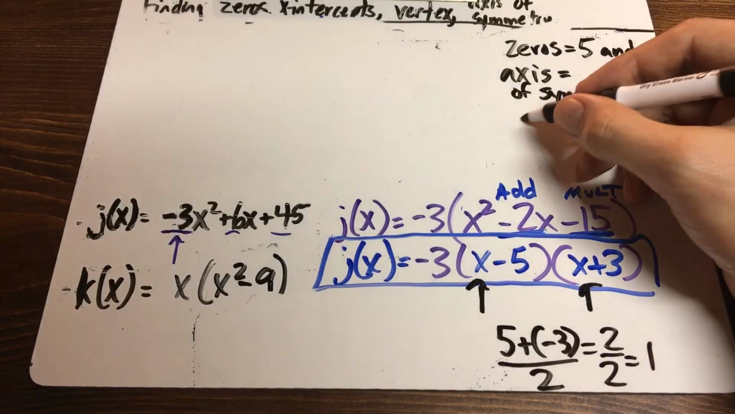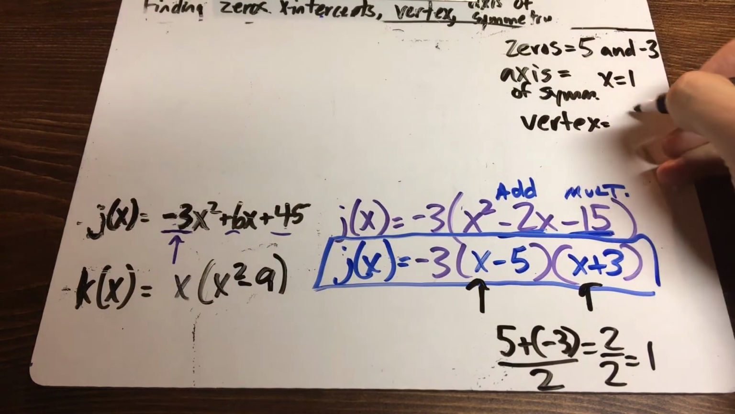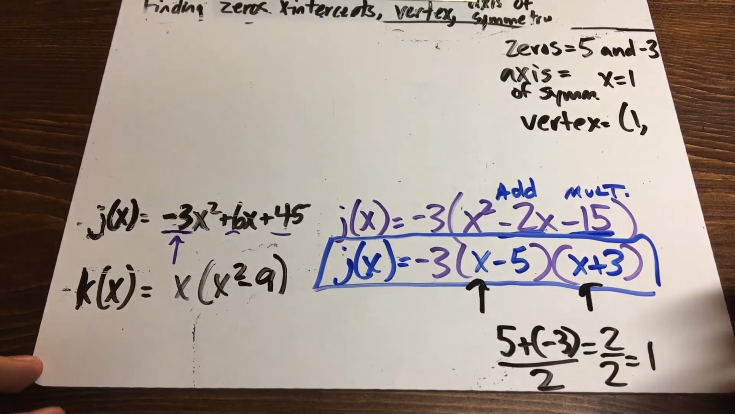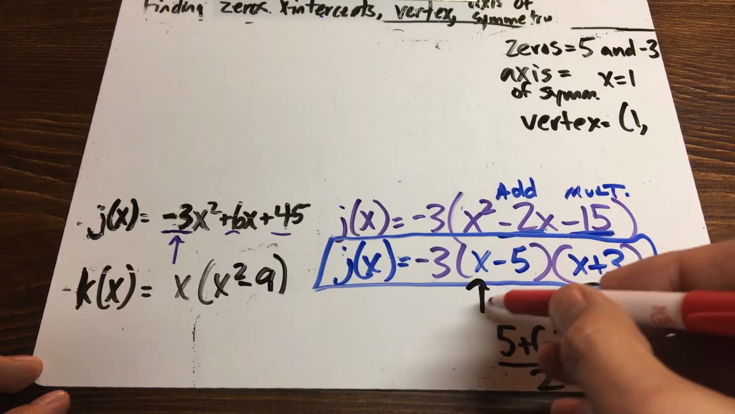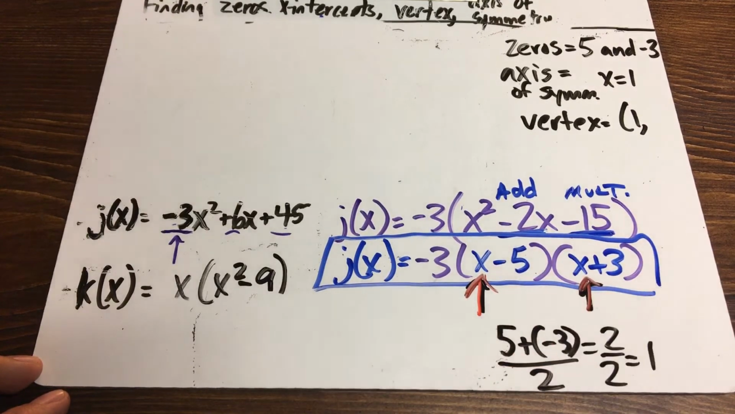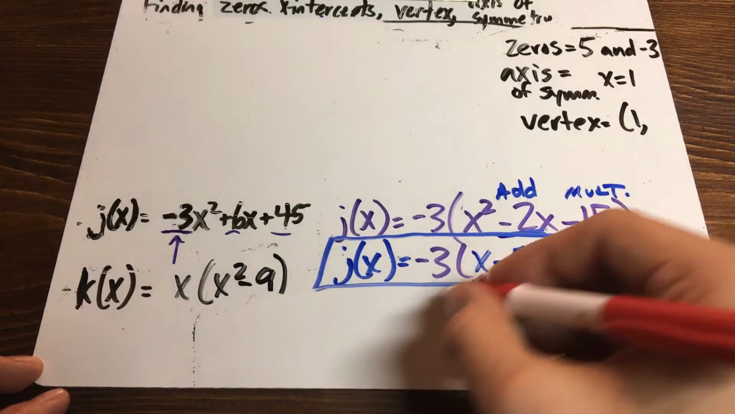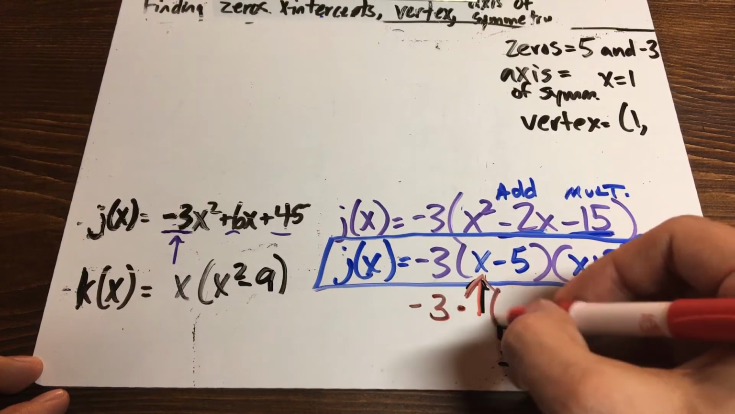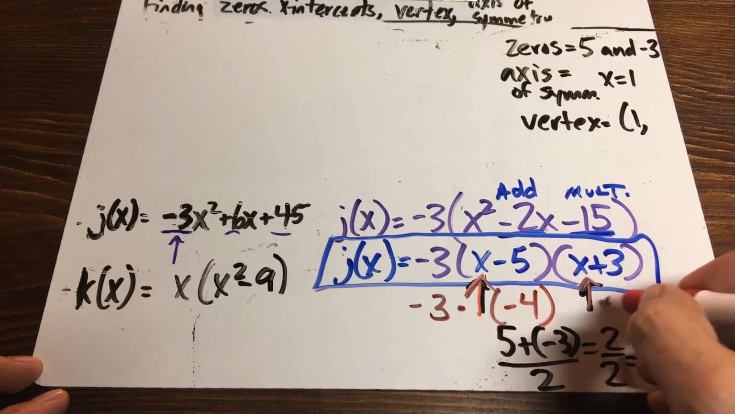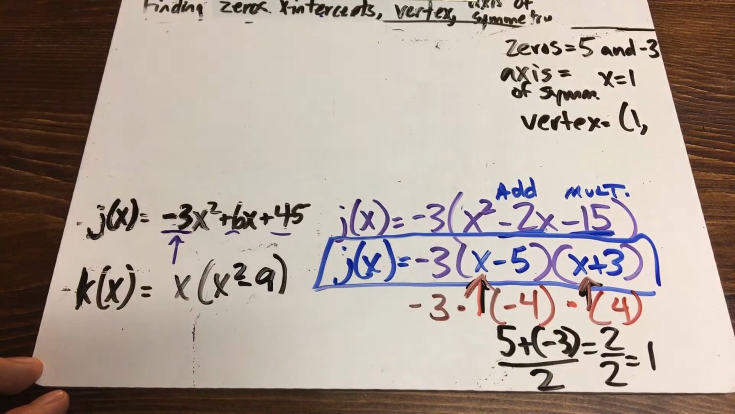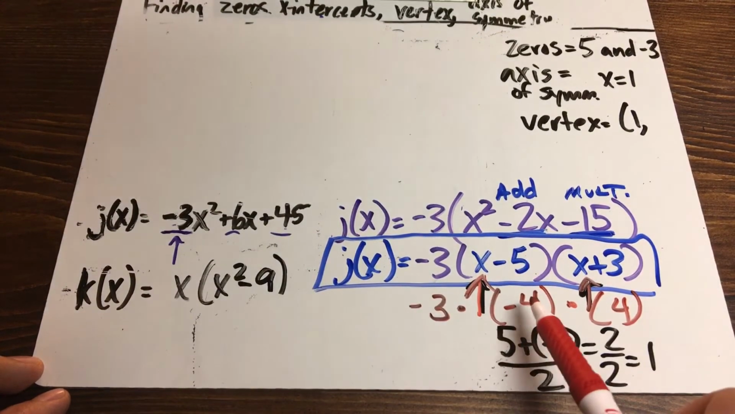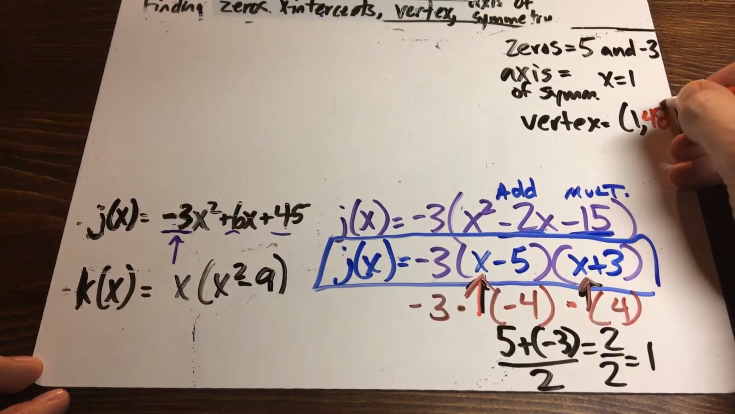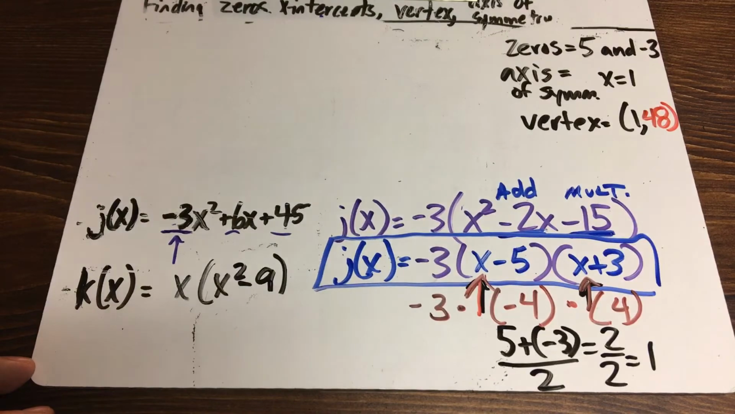And then if I want to find the vertex, I know it's going to have 1 at the beginning because it's the answer I just found. And then I need to take 1 and plug it in right here and here in the spot of the letter x. So I would have negative 3 times 1 minus 5. 1 minus 5 would be negative 4. And 1 plus 3 would be positive 4. So I would have negative 3 times negative 4, that's 12. 12 times 4 is 48. So this would have a vertex of 1 and 48.